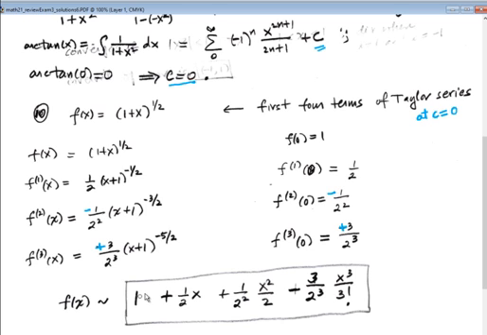Okay, so here we have the first term is 1. The second term is 1/2 x. And then the third term we have minus. This should be negative.